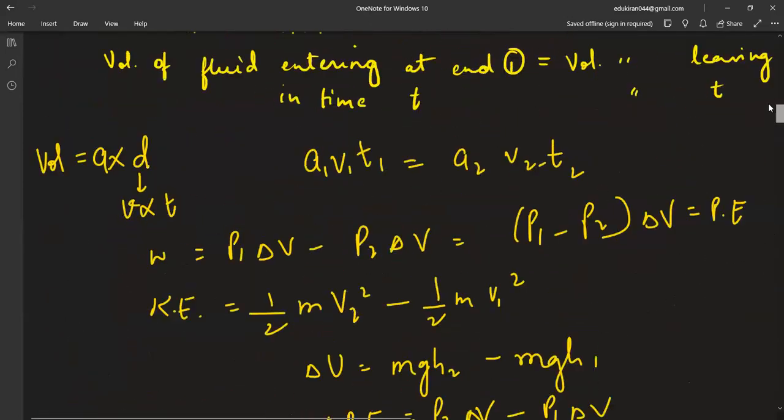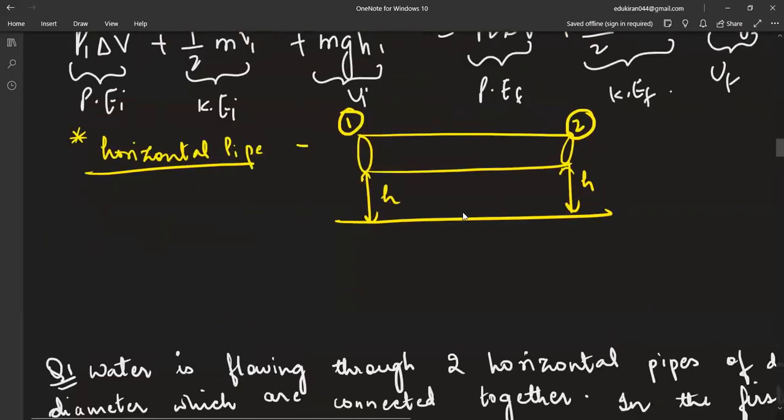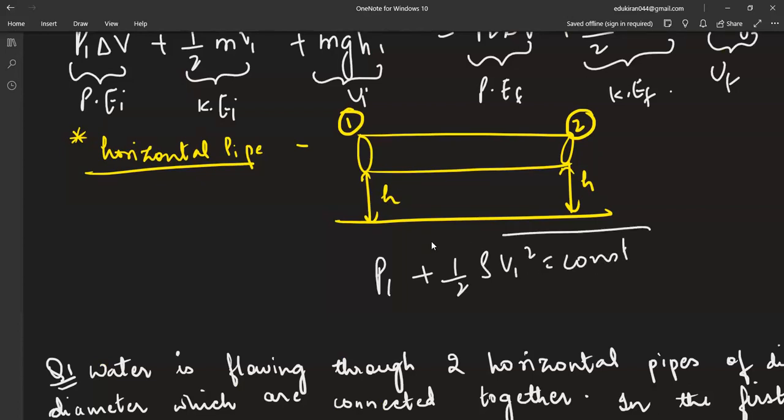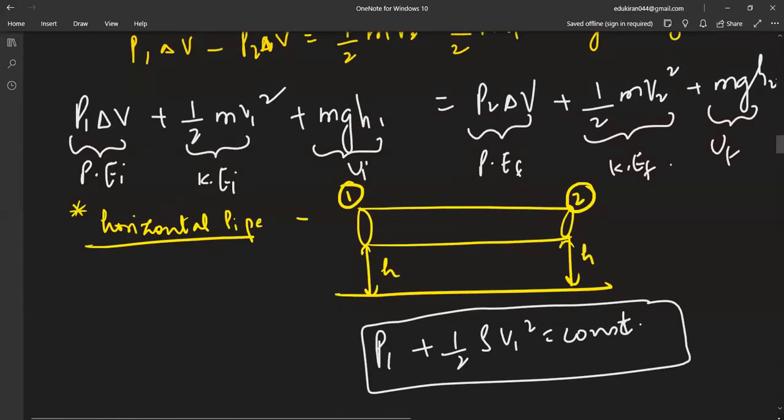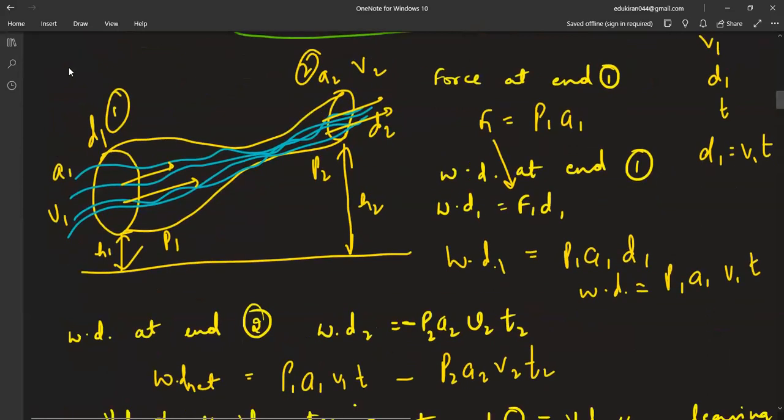This was the maximum extreme condition I assumed, where height was also different and shape was also irregular. In case you have a normal simple pipe having both heights the same, you will not have a potential energy component there. Simply use P1 plus half rho V1 square is equal to constant. No need to use the potential energy component because no difference in potential energy, that will be cancelled. If height is same, in this equation they both will be cancelled. So if you have a horizontal pipe condition, just use this. Write down the derivation of Bernoulli's theorem, and this is very important, Bernoulli's theorem.